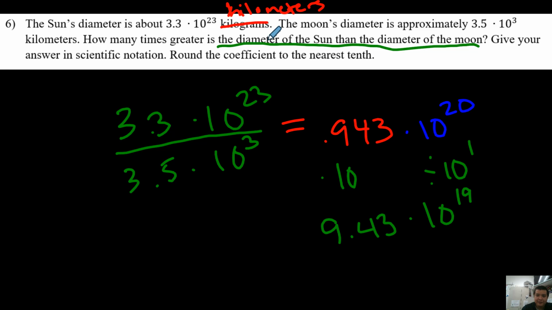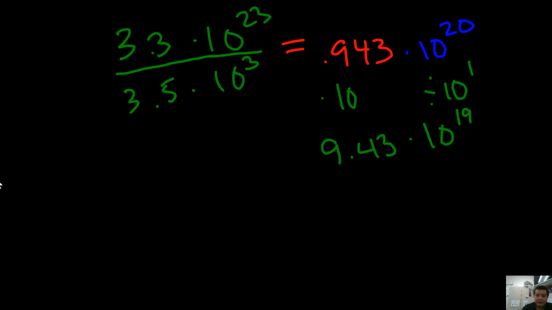Now, it did say that we were to round our final answer to the tenth place. So our final answer is 9.4 times 10 to the 19th times bigger.